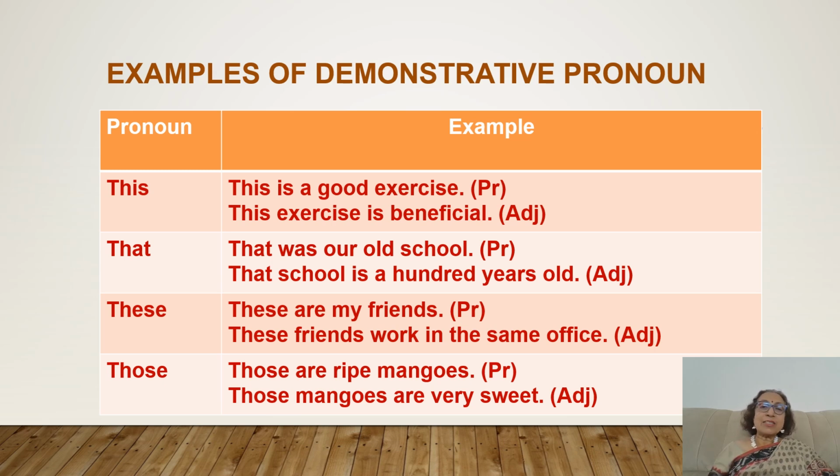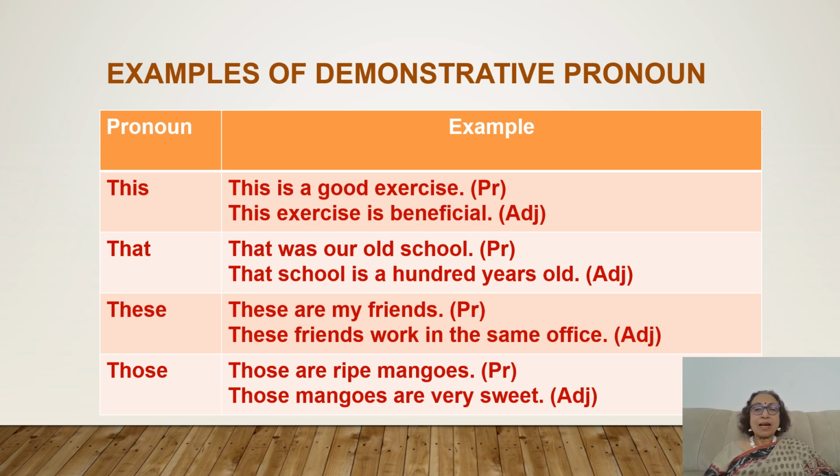But unlike the first sentence where there is a verb after this, in the second sentence, there is no verb. Instead, there is a noun. So it becomes an adjective function. The word is the same, but the function has changed. Demonstrative pronoun to demonstrative adjective. Now look at the next one. That was our old school. That was. Now see, the verb is immediately there. So when the verb is immediately there, it does the function of a subject. Subject can only be noun or pronoun. Therefore, it is a pronoun.